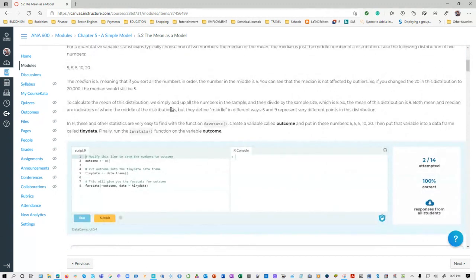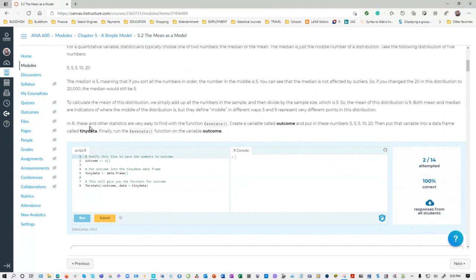To calculate the mean of the distribution, we simply add all the numbers in the sample and then divide by the sample size, which is 5. So the mean of the distribution is 9. Both mean and median are indications of the middle of the distribution, in different ways, as explained. 5 and 9 represent very different points in this distribution. 5 is the middle location. 9 would be the middle value.